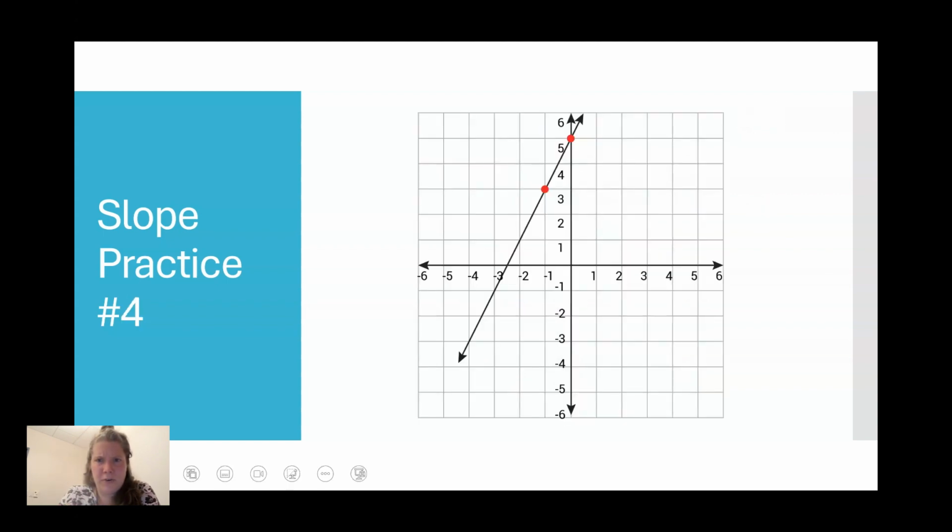Positive, negative, 0, or undefined. My little dude is climbing up the hill, so we are positive slope. And they marked 2 nice points. Here's another nice point, and another nice point, and another nice point. Use any ones you want. I'm going to be crazy and use my farthest away ones just for fun. 1, 2, 3, 4 over 4 and up. 1, 2, 3, 4, 5, 6, 7, 8. So my slope is 8 over 4 or 2.